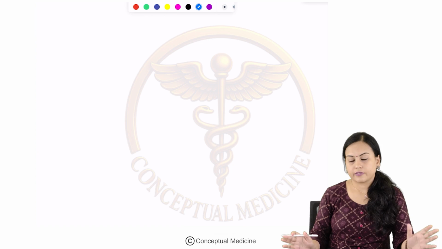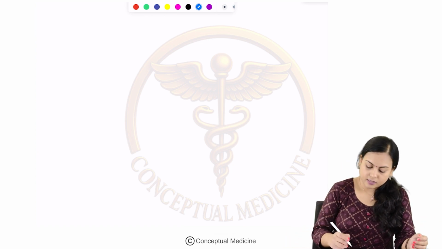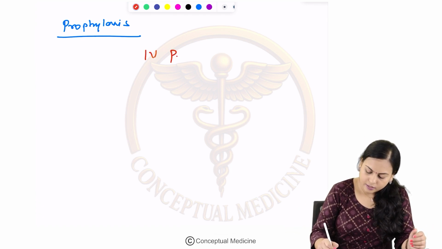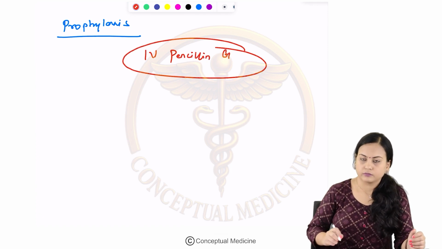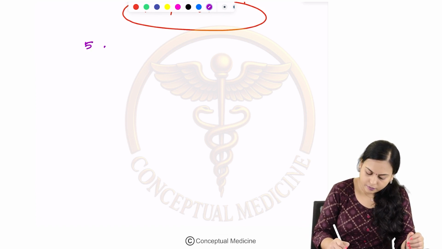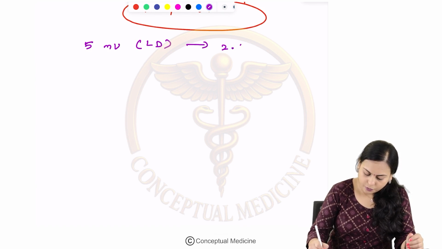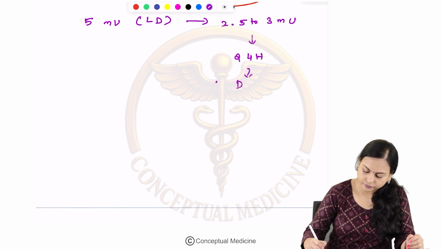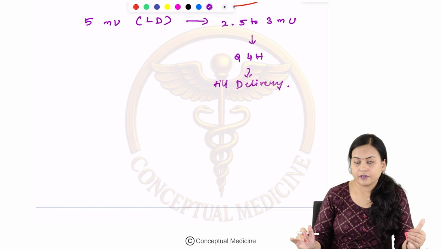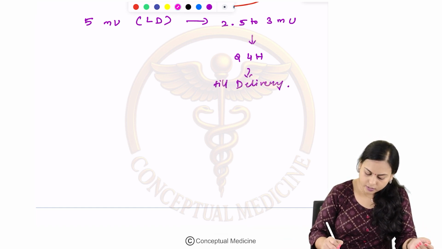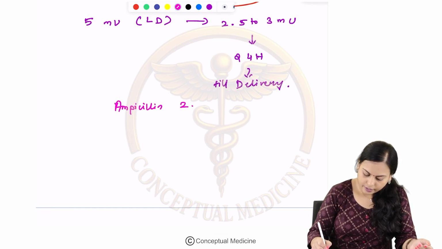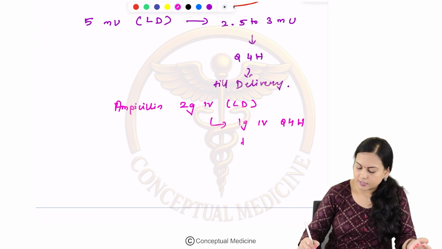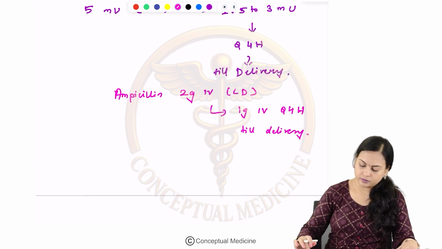So, what are the drugs we use for prophylaxis? For prophylaxis, the ideal drug of choice is IV penicillin G. Okay. This can be given at a dose of 5 million units as a loading dose, that can be followed by 2.5 to 3 million units every 4 hourly till delivery. Suppose penicillin G is not available, then we can choose ampicillin 2 gram IV loading dose, and this can be followed by 1 gram IV every 4 hourly till delivery. Clear? Right.